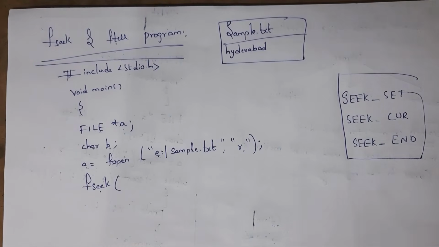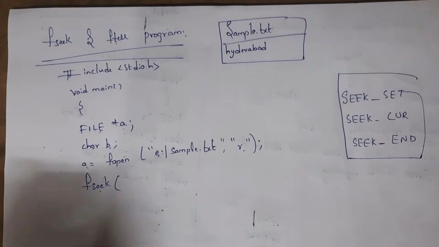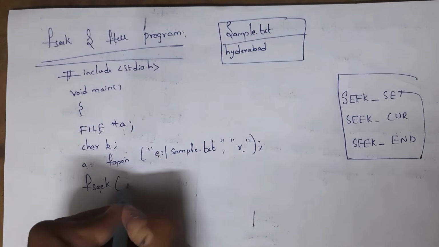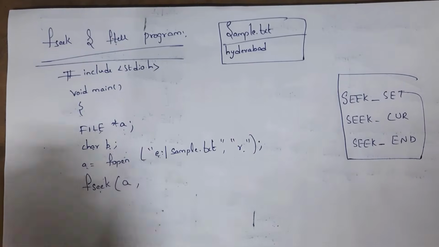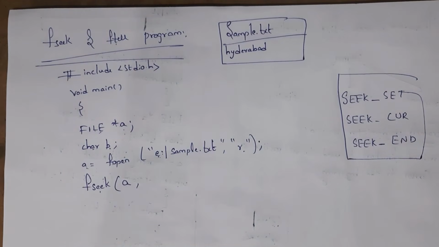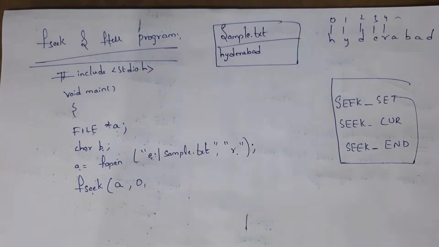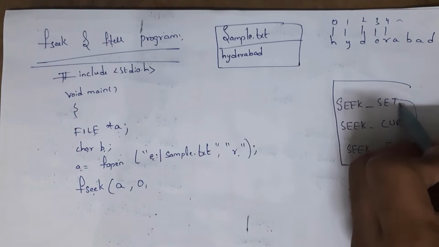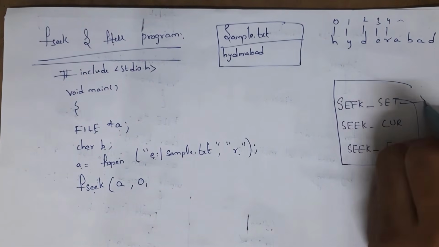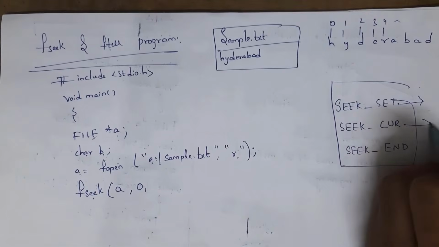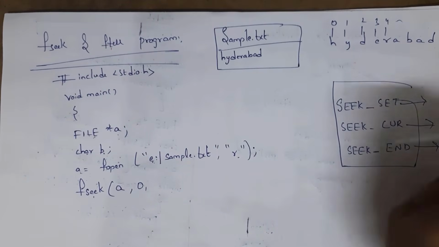Next I wrote fseek. The fseek function will take 3 parameters. First one is file location. My file is present in pointer A, so I wrote here A, comma. Next parameter is position. In which position do you want to place your cursor? I want to place the cursor at first position, so I wrote here 0. The fseek function starts with 0, where 0 represents first position. And the third parameter: this fseek function contains 3 constants. First one is SEEK_SET, in order to place the cursor from the starting position. Next one is SEEK_CUR, and last one is SEEK_END. I will explain these 3 with examples.